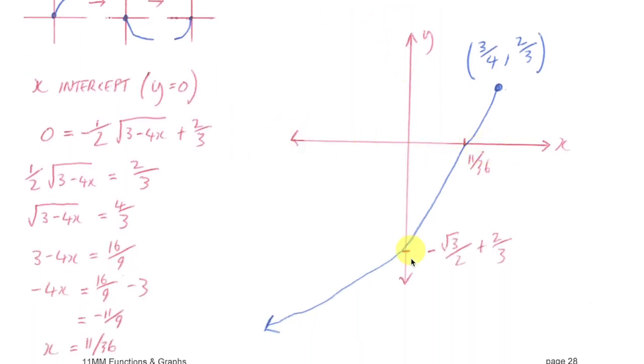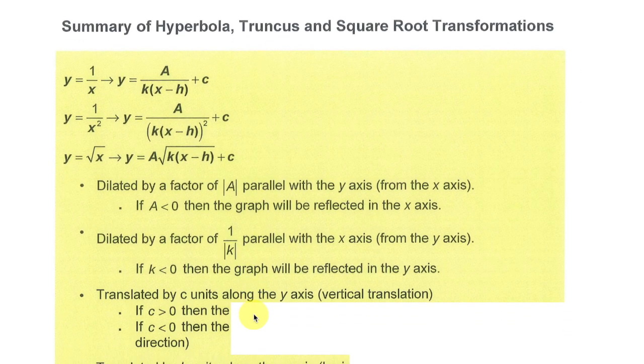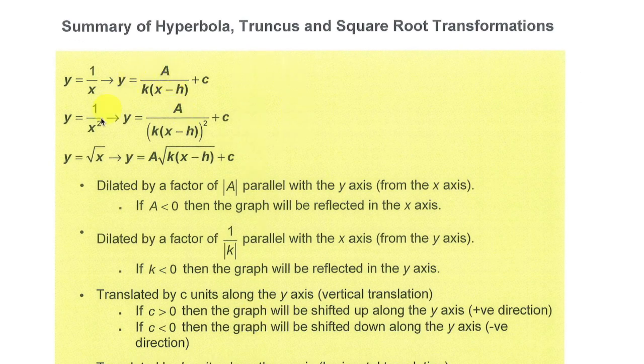Draw up my Cartesian plane, place in my endpoint, place in my x-intercept, y-intercept, and then draw that basic shape. Just going to give you now a summary of everything. This puts everything all together.